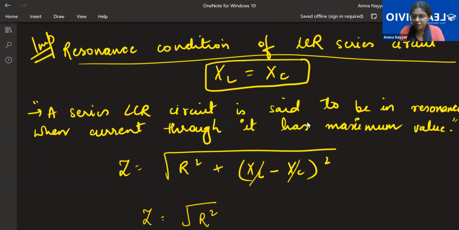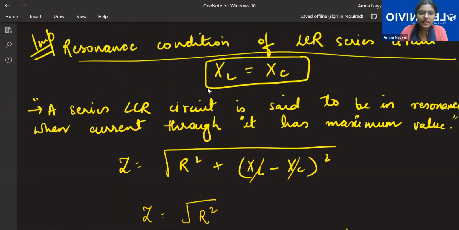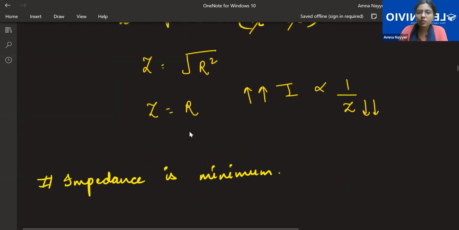Actually this is just one single condition only, that XL is equal to XC. Remember, here you'll have to mention that current will be the maximum because XL is equal to XC. Many students just write XL is equal to XC. That will not help. When resonance comes, you write it as it is. A series LCR circuit is said to be in resonance when current through it has the maximum value. So Z is equal to R. Impedance will be minimum, but current will be maximum.